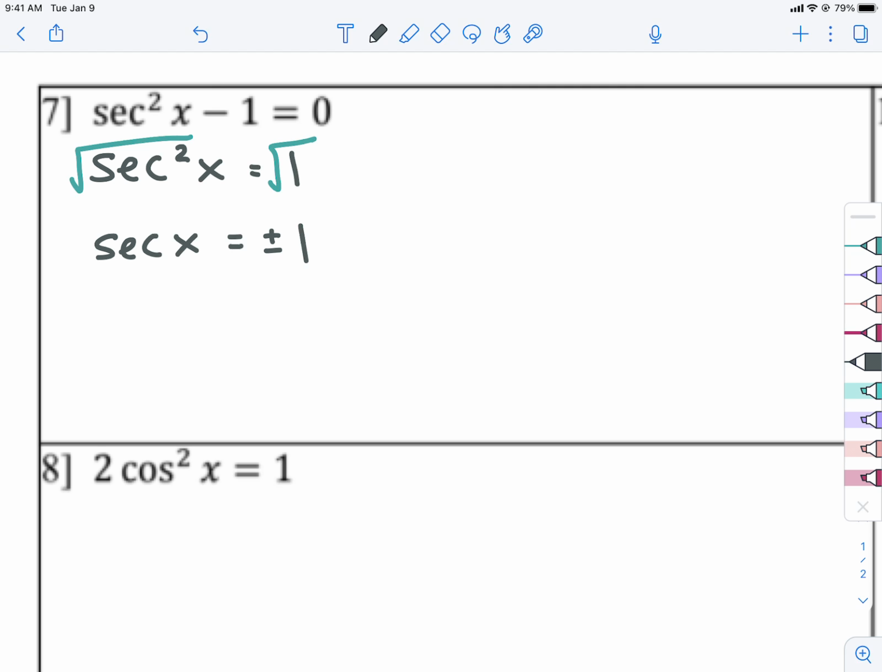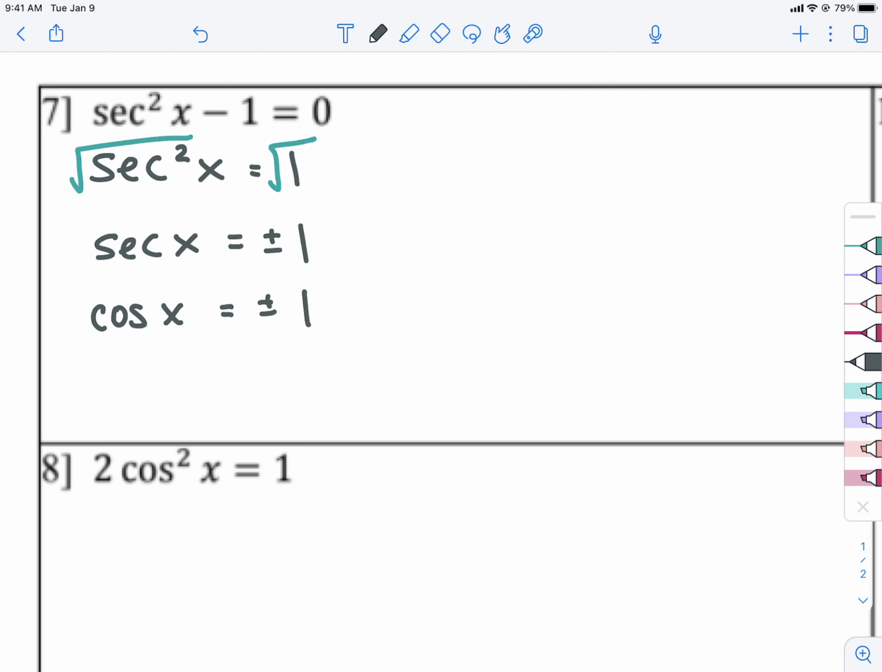So now secant is the reciprocal of cosine, right? Because it would make sense for secant and sine to go together, but obviously making sense doesn't make sense. So secant and cosine. So we're going to say, okay, this is really the same thing as cosine of x equals positive or negative, reciprocal of 1, still 1, right?